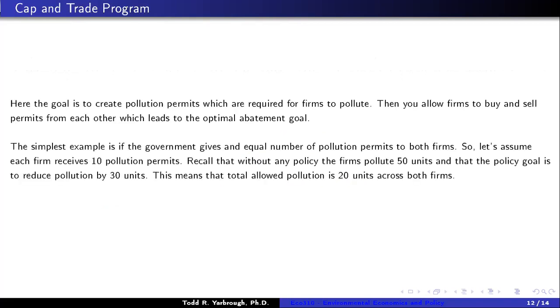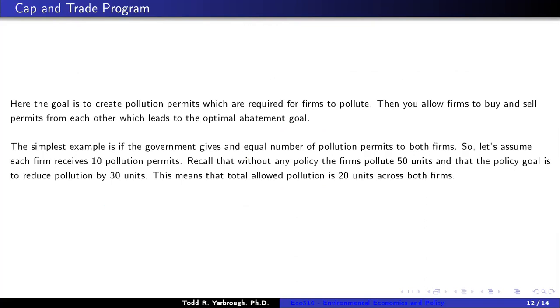Okay, finally, we're going to introduce the concept of cap and trade. We have not really talked about cap and trade in class, but it is a potent and interesting form of environmental policy. The idea behind cap and trade is that the government establishes a cap, that is an amount of allowable pollution, and then they create permits for that cap. And in order for a firm to emit, to pollute, they need to have a permit. So you need a permit in order to pollute.